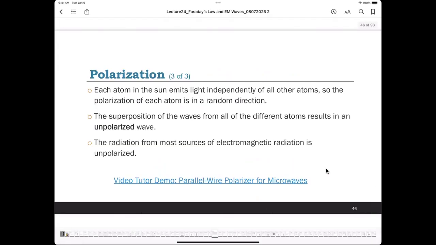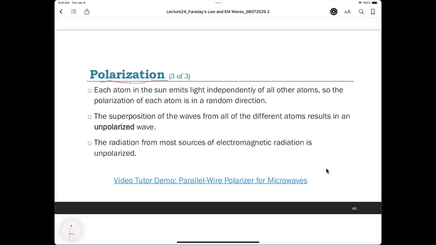Each atom in the sun emits light independently of all other atoms, so the polarization of each atom is in a random direction. The superposition of the waves from all of the different atoms results in an unpolarized wave. The radiation from most sources of electromagnetic radiation is unpolarized. These are some features of polarization.